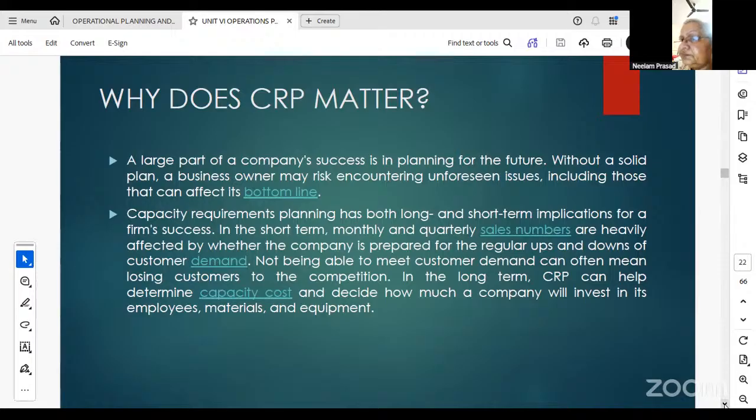Next. Why does CRP matter? A large part of a company's success is in planning for the future. Without a solid plan, a business owner may risk encountering unforeseen issues, including those that can affect its bottom line. Capacity requirements planning has both long and short-term implications for a firm's success.